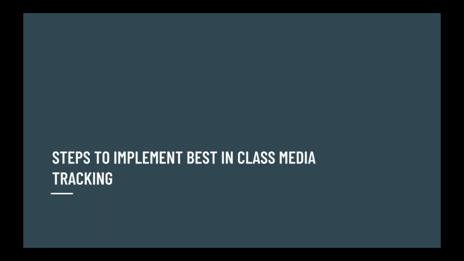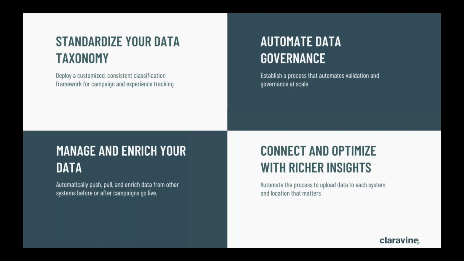So what can you do from here to start to fix this problem? There's a couple of steps that we can recommend at a high level, and we'll get more specific as we go along. Of course, the first step is to standardize your general data taxonomy so that you have a structure to fit into, allowing you to deploy a customized, consistent classification framework in the case of Adobe Analytics, or data structures in the case of Google Analytics or your other databases for your campaign and experience tracking.